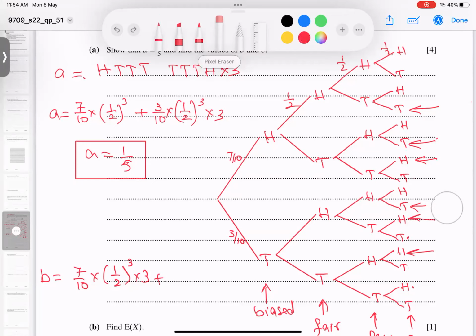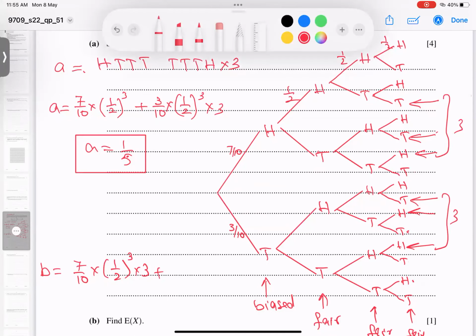So these 3 branches I'm getting from here and 3 branches. So that is why the idea is very clear. So now I'm writing 1 branch into 2. So 3 by 10, 3 by 10 coming from here. So 3 by 10 and half. What about this branch, student? Half, half, half. So 1 by 8 or 1 by 2 to power 3 into 3.